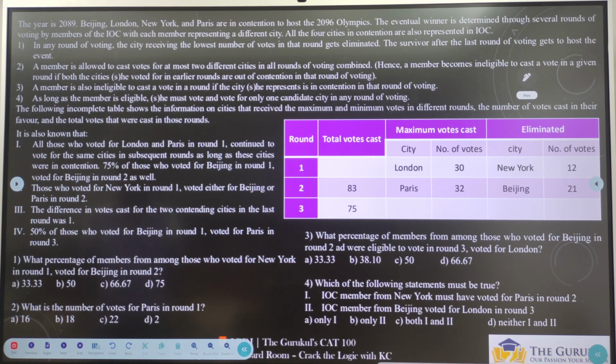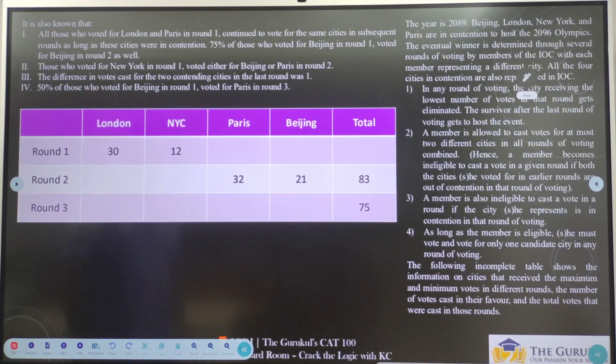The following incomplete table shows the information on cities that received the maximum and minimum number of votes in different rounds. It is also known that some information is there. This is followed by 4 questions.